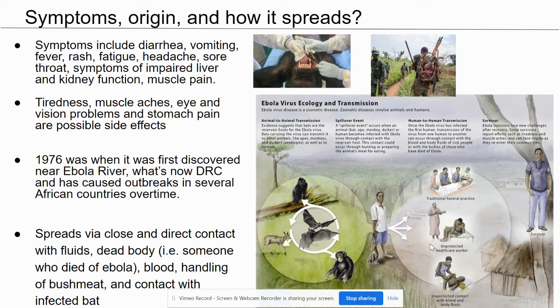Scientists were unsure where this virus came from, but because of previous outbreaks, they alleged that chimpanzees, other apes, and bats were the potential spreaders of the outbreak.